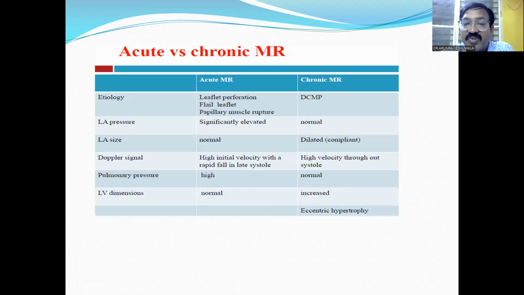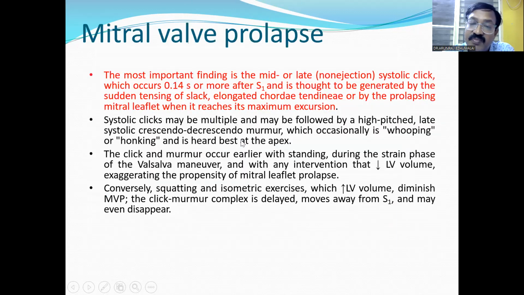Again, this thing. So this thing only we already discussed. Left ventricular pressure will be more in acute MR, but in chronic MR, it won't be there. The left atrium will be normal in acute MR here, it will be dilated. That's why the patient will have atrial fibrillation.